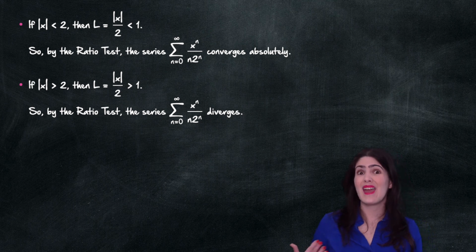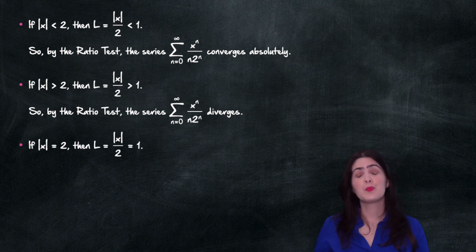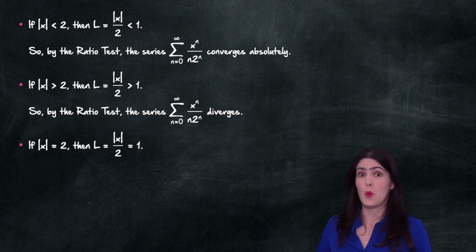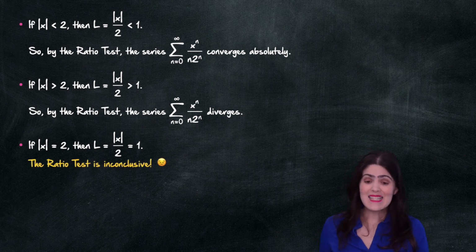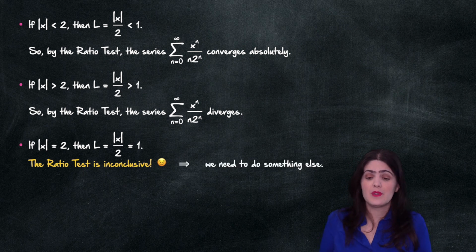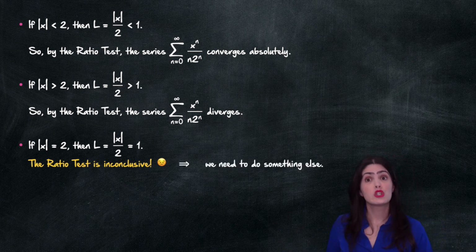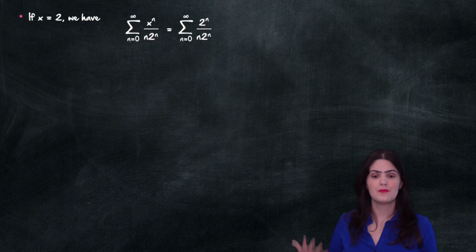What happens when the absolute value of x is equal to 2? Well, the limit, which is the absolute value of x over 2, is going to be just 1. And that's a problem because the ratio test is inconclusive. It's a bit annoying, but we just need to do something else. So what is that something else that we're going to do? Well, let's take a look.